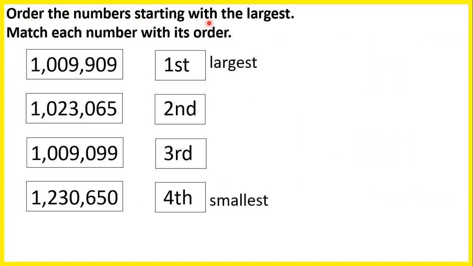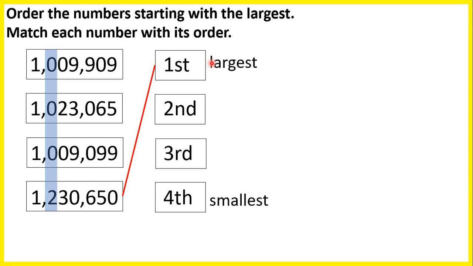Order the numbers starting with the largest. Match each number with its order. So when we compare numbers, we start by comparing the most significant or largest place value. So that's the place value furthest to the left, which here is our millions. But all of our numbers have 1 as the millions digit. So we can move across and look at our hundred thousands digits.